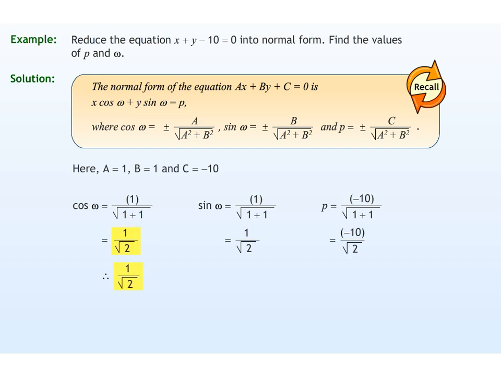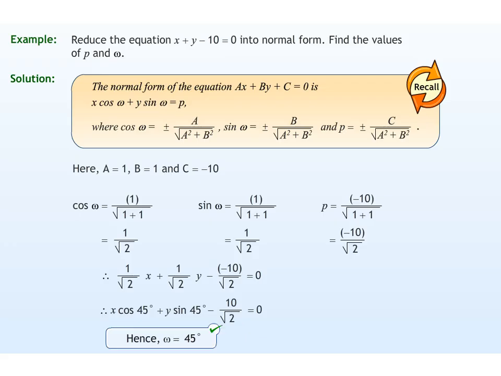Therefore, 1 by root 2 x plus 1 by root 2 y minus 10 by root 2 equals 0. That is, x cos 45 degrees plus y sin 45 degrees minus 10 by root 2 equals 0. Hence, omega equals 45 degrees.